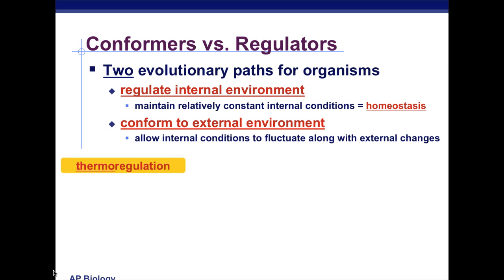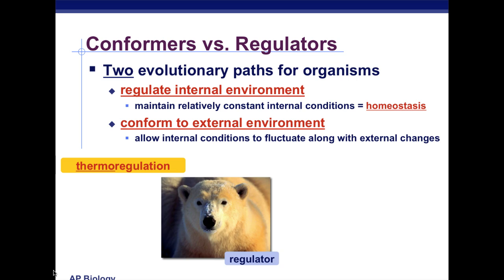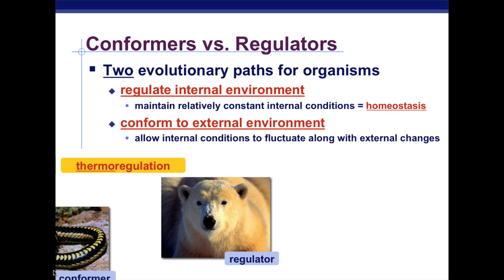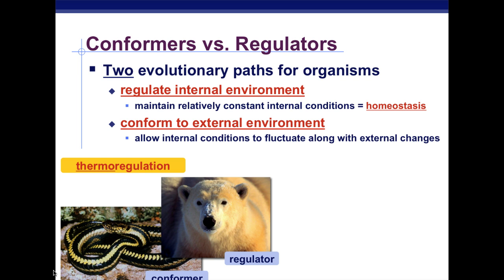So an example of this, thermoregulation. We have organisms such as mammals, in this case a polar bear, that are regulators. They're warm-blooded. They maintain a stable internal temperature. But then we also have organisms that are cold-blooded, and these are known as conformers. So things like reptiles and insects, where they take on the same temperature or similar temperature to their environment around them.